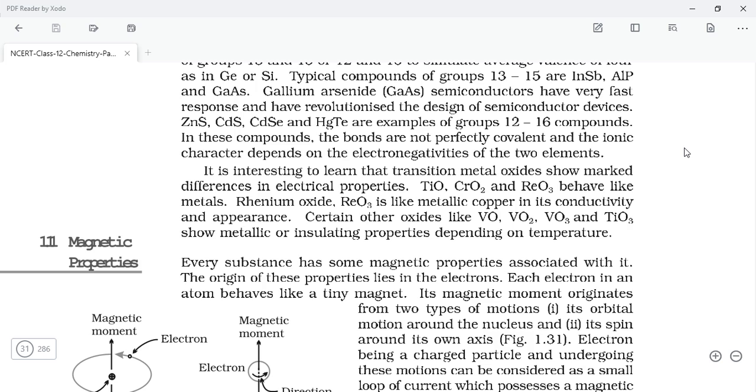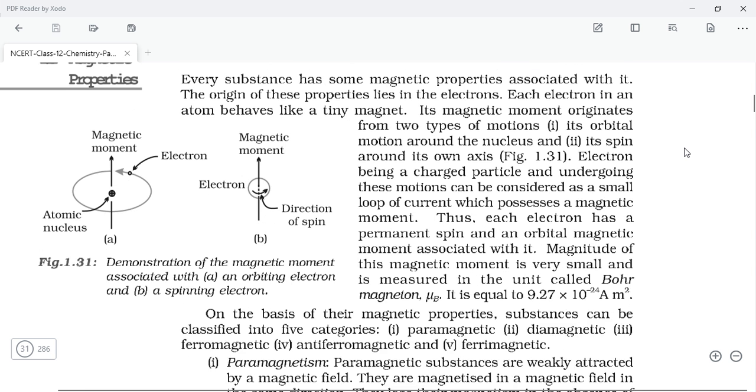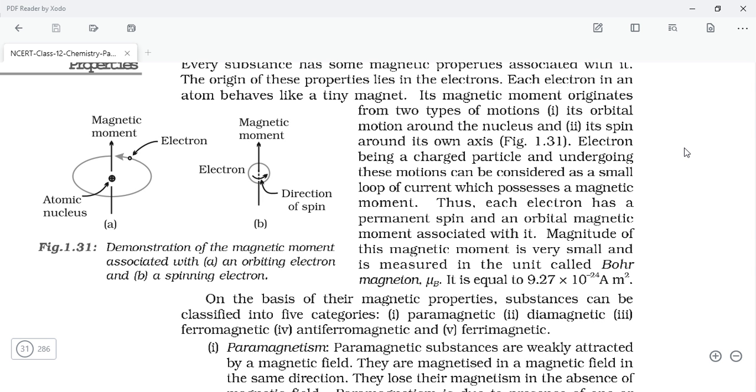Now moving on to the next section, magnetic properties. Every substance has some magnetic property associated with it. The origin of these properties lies in the electrons. Each electron in an atom behaves like a tiny magnet. Its magnetic moment originates from two types of motions. First, its orbital motion around the nucleus. Second, its spin around its own axis.